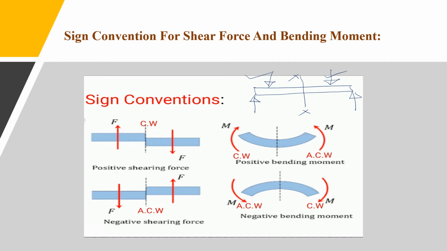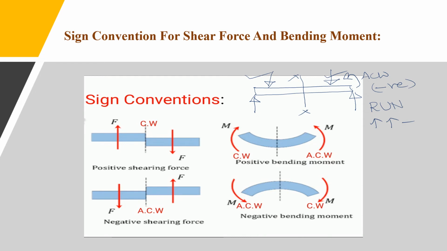Suppose this is the right side upward force, this is the x-axis section. So this force is moving in this direction about the x-axis section. What is this direction? Anti-clockwise. So anti-clockwise direction will always be negative. Here the right side upward force is negative. For this you have to remember the word RUN. Here right side upward negative.